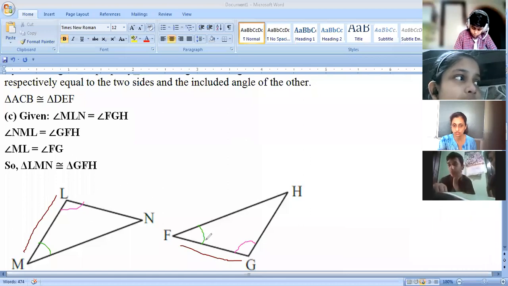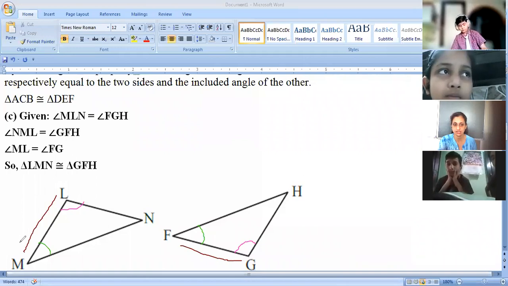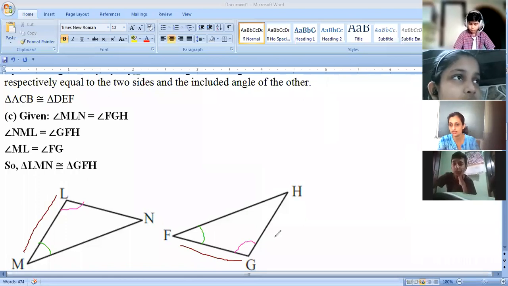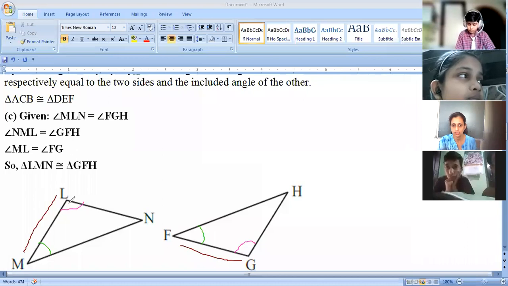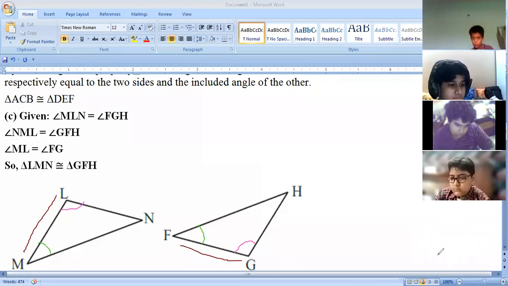Okay. This angle is equal to this angle, and there is a side in between. So if you see, this triangle is flipped over here. The position of this triangle has been changed. Right? So this angle is equal to this angle, and this side is equal to this side. So all the three things are together: angle, then side, then angle. Here also angle, then side, then angle. So ASA criteria is working here. Clear?